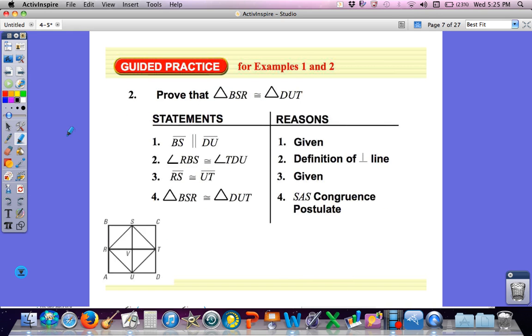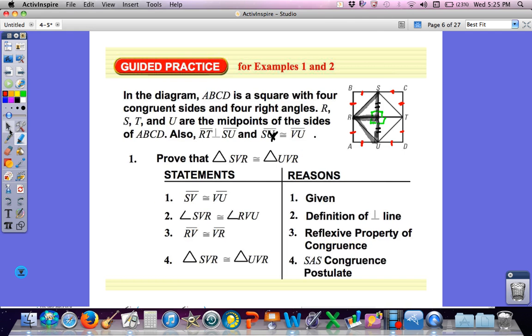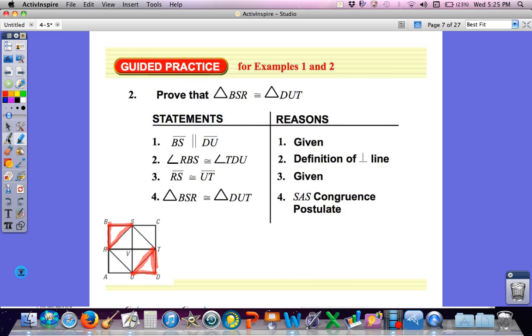And for number 2, they want me to prove that triangle BSR is congruent to DUT. Okay? Well, if you remember from before, all of these sides are congruent. So I'm going to go ahead and mark them up here. This and this are congruent, this and this are congruent. So I have 2 sets of sides that are congruent. Okay?